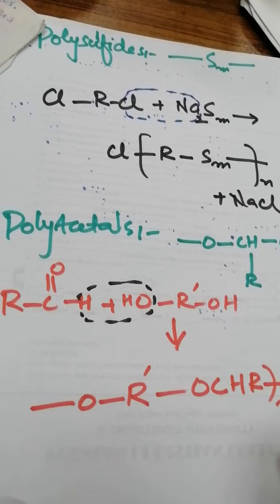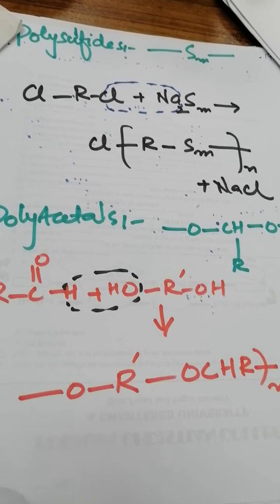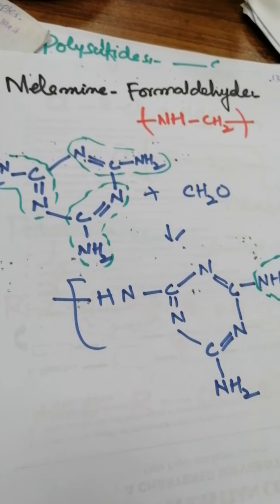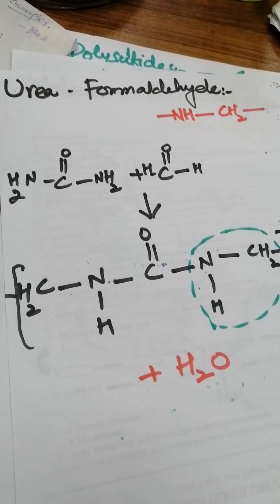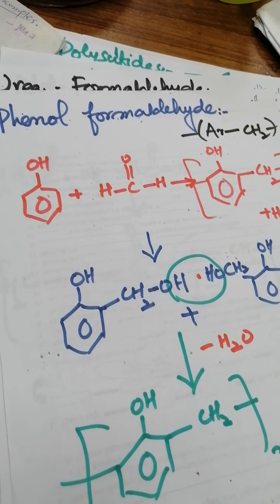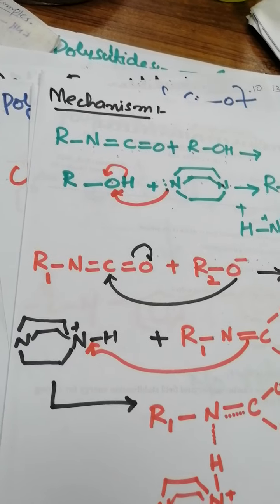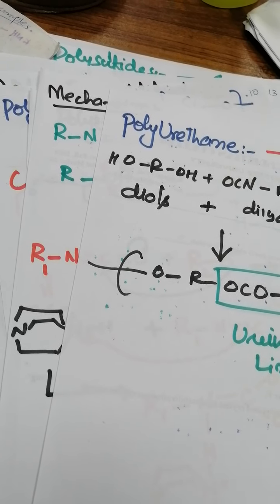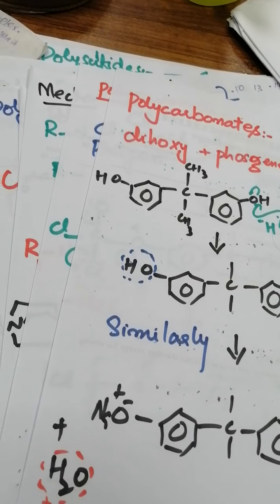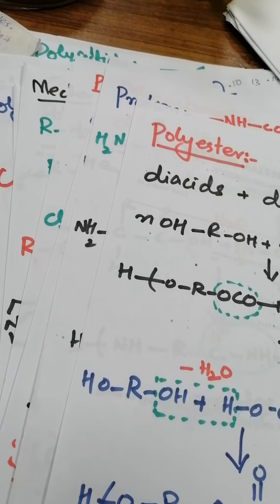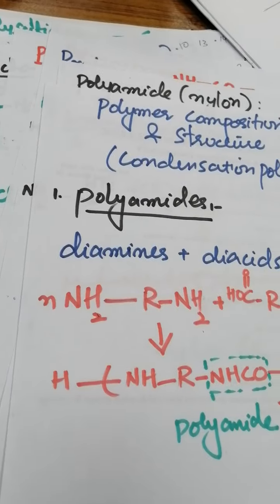All of these are certain examples of condensation polymerization. We have done polysulfide, acetals, we have done melamine formaldehyde, we have done urea formaldehyde, right, which is called bakelite. Then we have done phenol formaldehyde, which is bakelite. Then we have done polysiloxanes, then we have done polyurethane, and I have also explained the example and the mechanism of the reaction, right? Then we have done polycarbonates, their particular example. Then we also did polypeptides from proteins. Then we have done polyesters and polyamides, right? So all of these are explained during this lecture. Thank you.